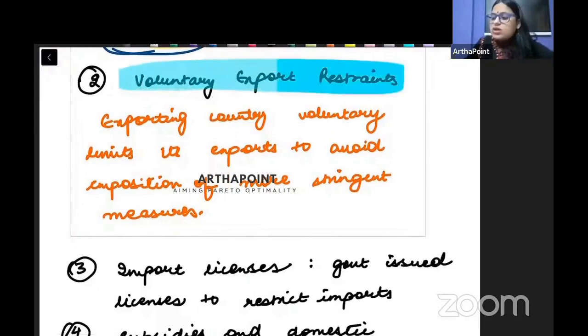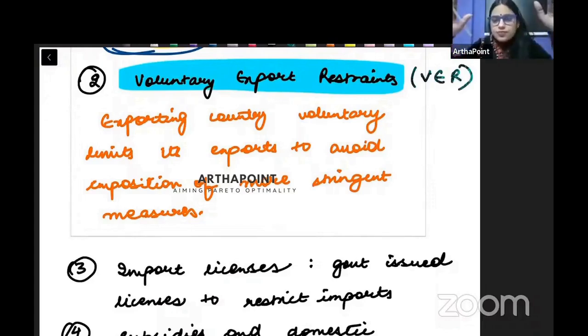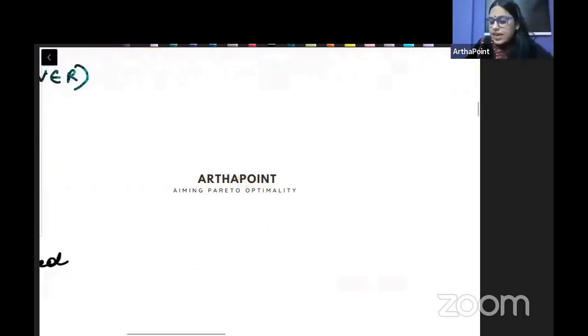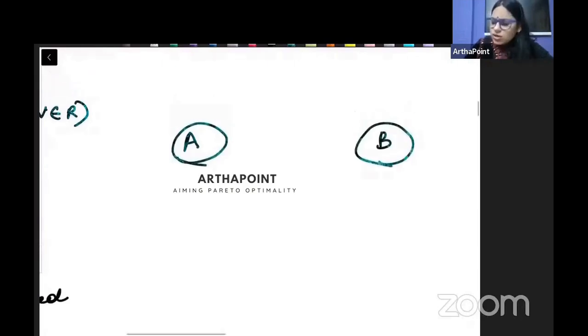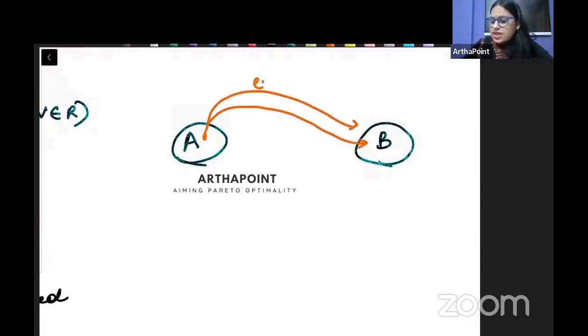Better look into the next one. Voluntary export restraints. This is called VER. Understand carefully. Voluntary means doing something by yourself. Export restraint means restraining exports. So for example, there is a country A and a country B. Country A is selling its goods to country B. It is exporting to country B.